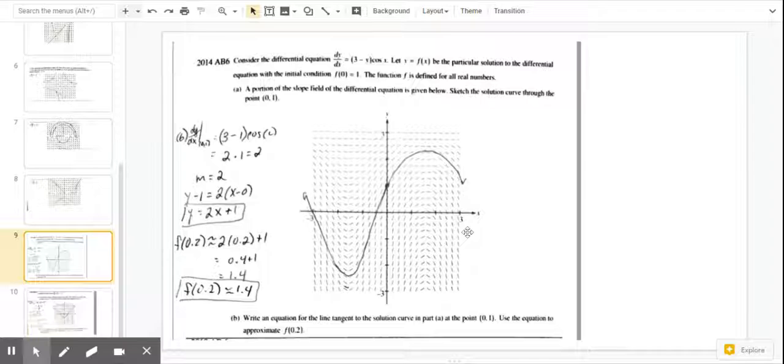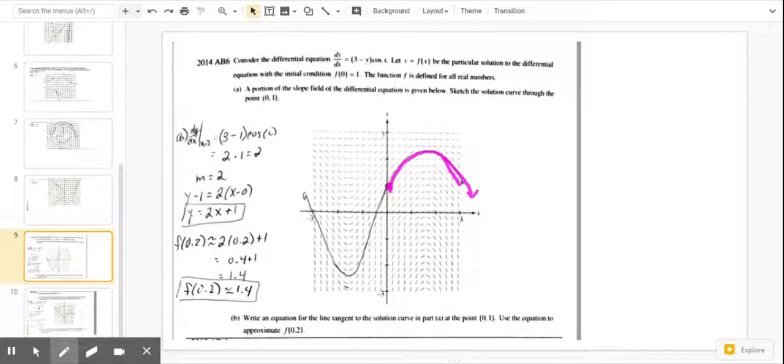So now some FRQs. These are good practice for the exam. So we're given a differential equation right here. f of x is the particular solution with the initial condition f of 0 equals 1. Okay. So a portion of the slope field is given below. Sketch the solution curve through the point (0, 1). So (0, 1) is right here. You just kind of go with the slopes.